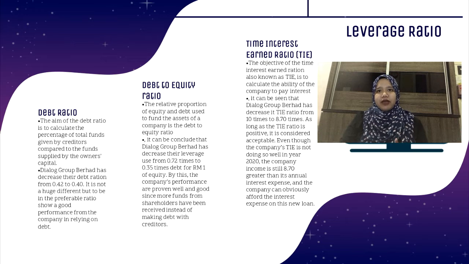After the computation of debt ratio for year 2019 and 2020, Dialog Group Berhad has decreased their debt ratio from 0.42 to 0.40. It is not a huge difference, but to be in a preferable ratio shows a good performance from the company in relying on their debt.